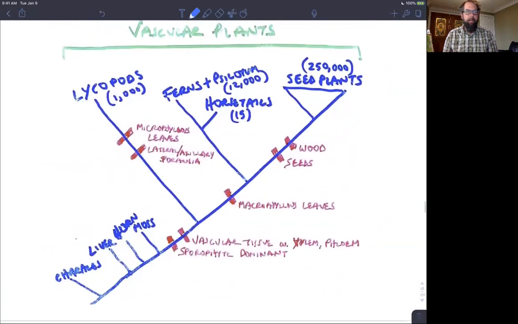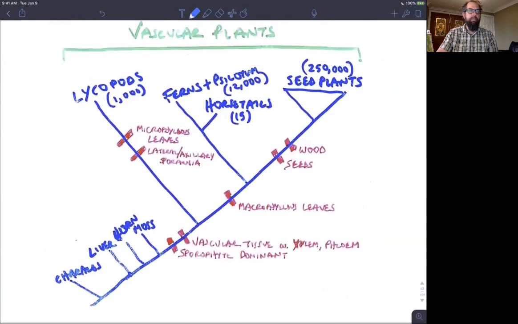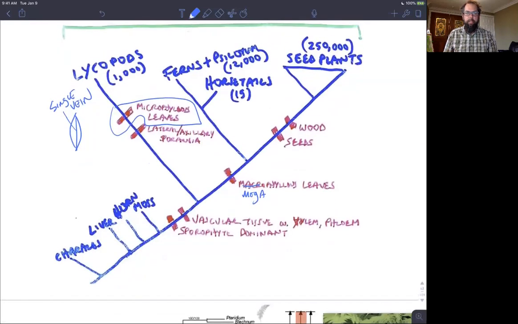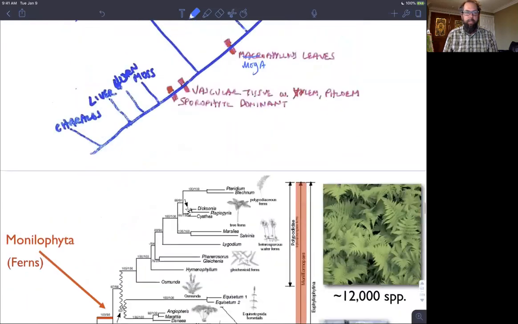Looking back at our phylogeny here, we see that these leaves evolved multiple times independently. Once in lycophytes, where we have our microphylls. Those microphylls have just a single vein down the middle of them. And then our megaphylls evolved along the lineage that leads to ferns and to seed plants.